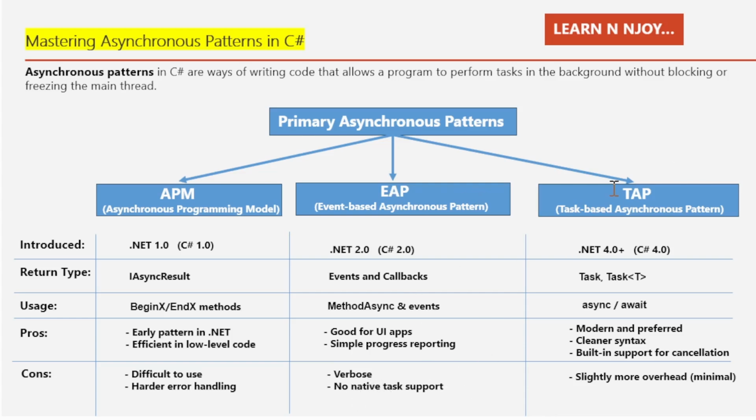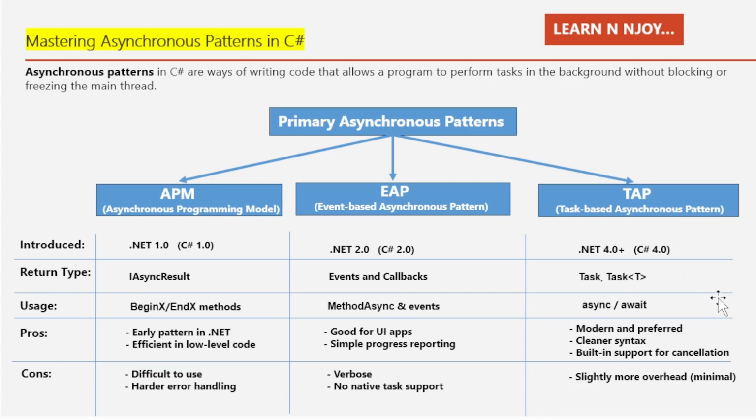Okay, so finally we have the TAP, that is the task-based asynchronous pattern. The TAP is the modern and preferred asynchronous pattern, introduced with the Task class, and leverages async await for simpler and more readable async code. It was introduced in .NET 4.0, C# 4.0. When we talk about its return type, it returns Task and Task<T>, which can be awaited, making code flow easier to manage and more synchronous-like.